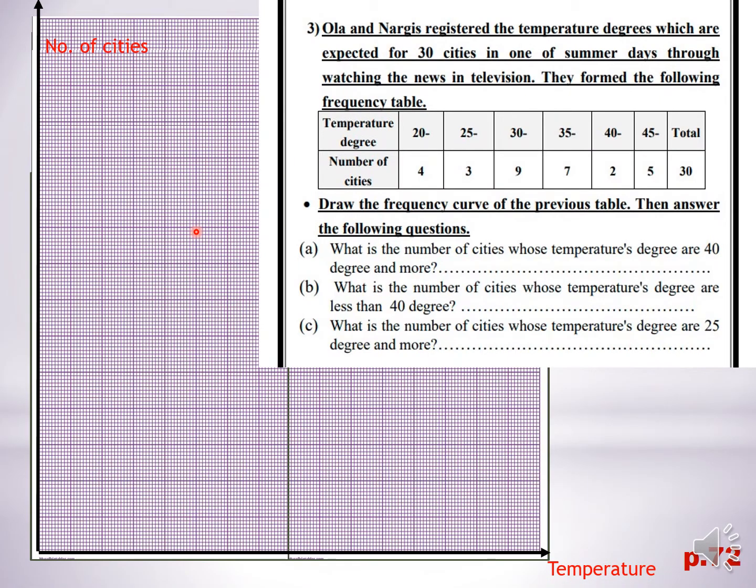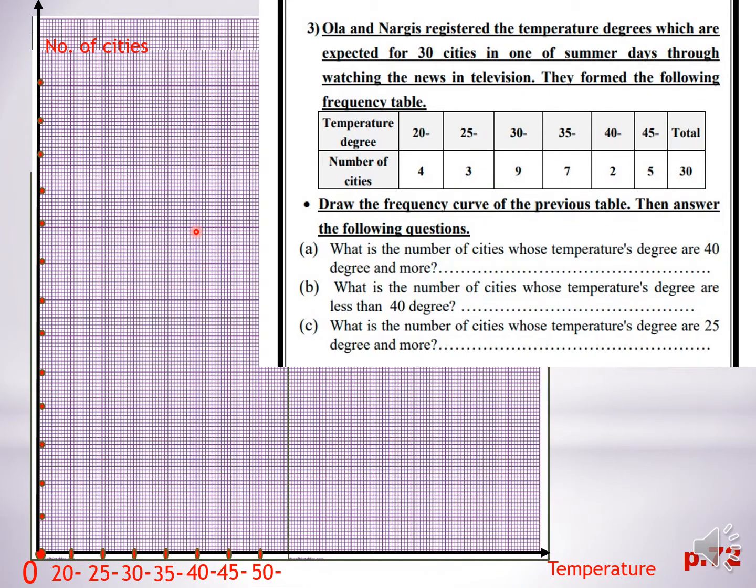I will put the temperature on the x-axis and the number of cities on the y-axis. My origin point 0 is the intersecting point between the x-axis and the y-axis. And then I will put the temperature as it is on the x-axis: 20, 25, 30, 35, 40, 45, and I will add one more, 50.